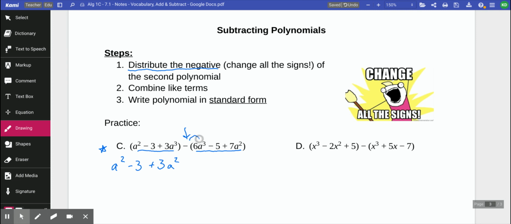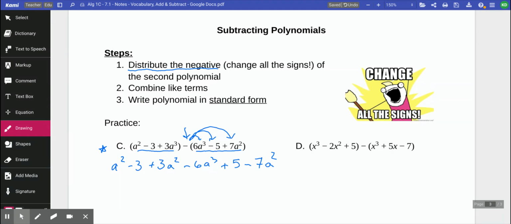So this is going to be minus 6a to the third. Minus negative 5 becomes plus 5. And minus 7a squared. So just distribute that negative, which effectively just changes all the signs inside those parentheses. Okay, that's our first step done.